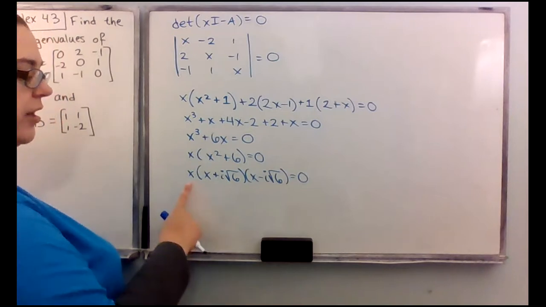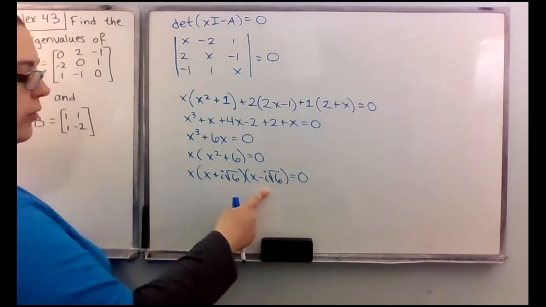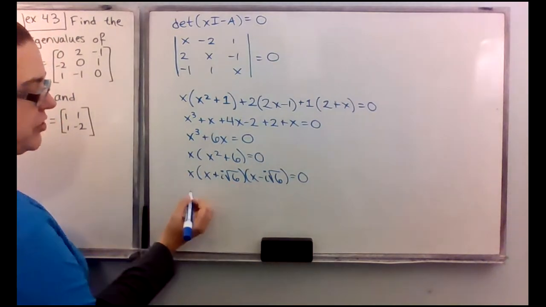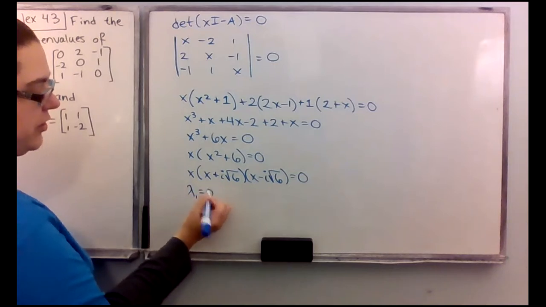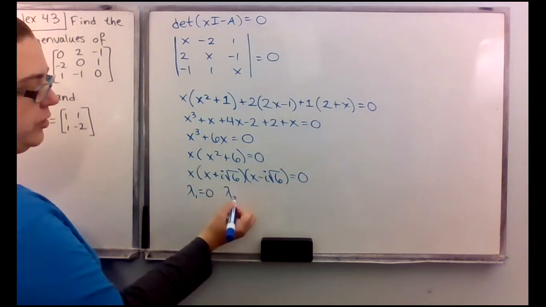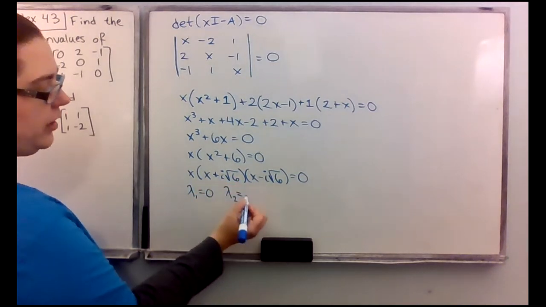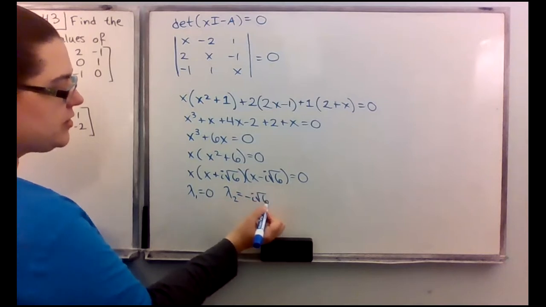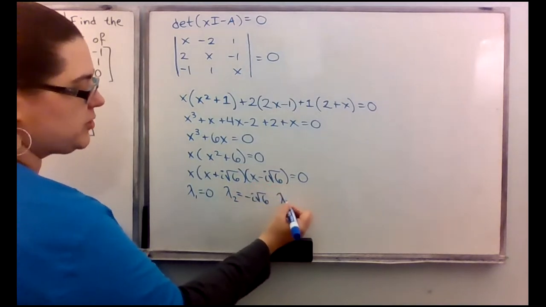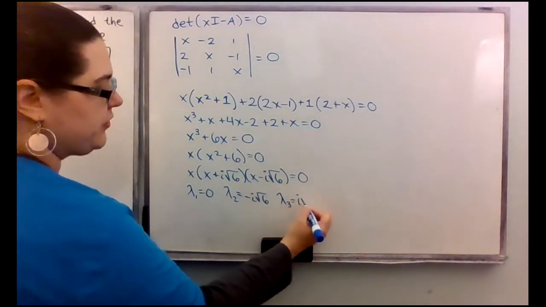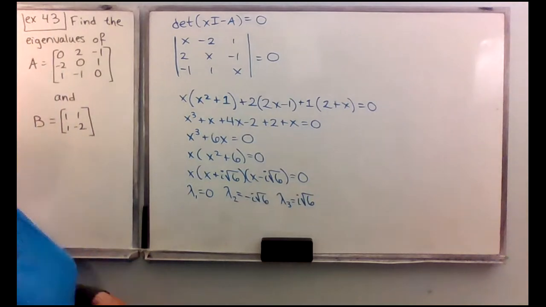So this means we've got our 3 factors. So our 3 eigenvalues: from the first factor, lambda 1 is going to be 0. Lambda 2 is going to be, from here, a negative i root 6. And from here, lambda 3 is going to be a positive i root 6.